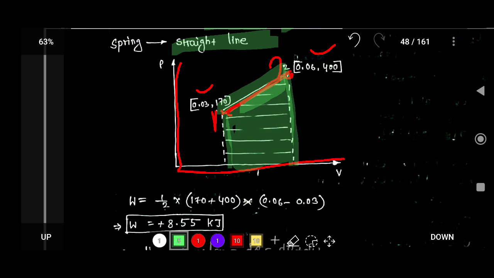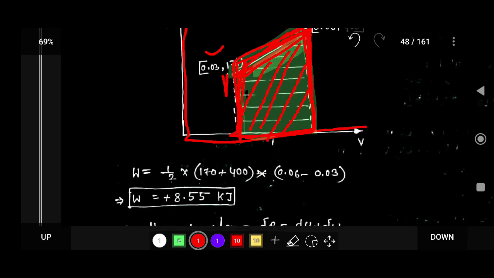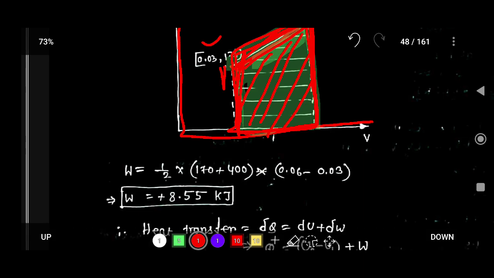That means if you want to calculate the work done, you just find out this area, and this will be your work done. Okay, this will be your work done formula. So from here you get it from the trapezium, you know the formula.